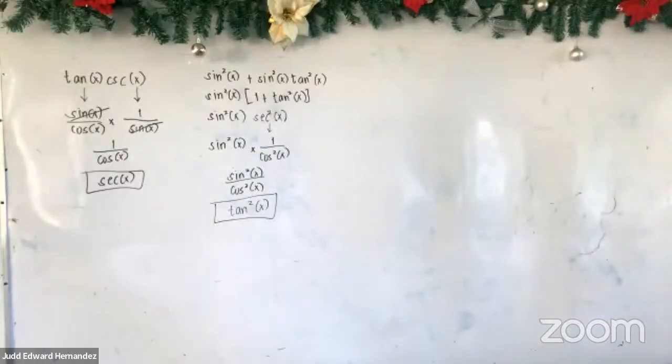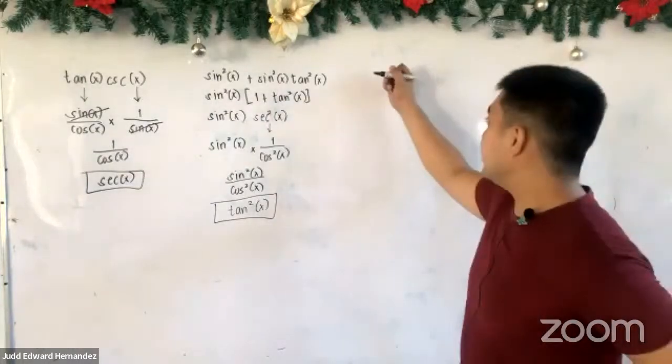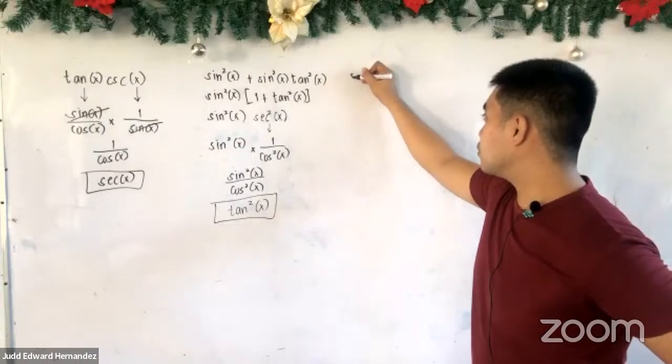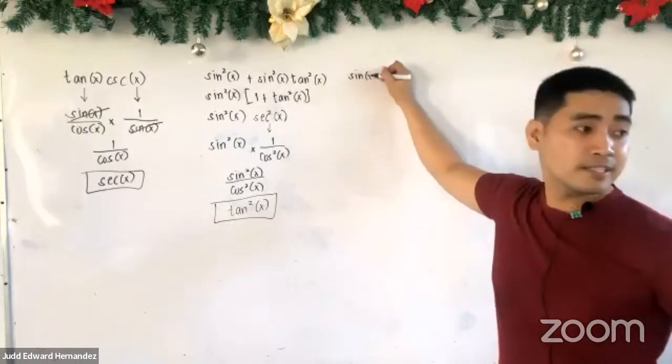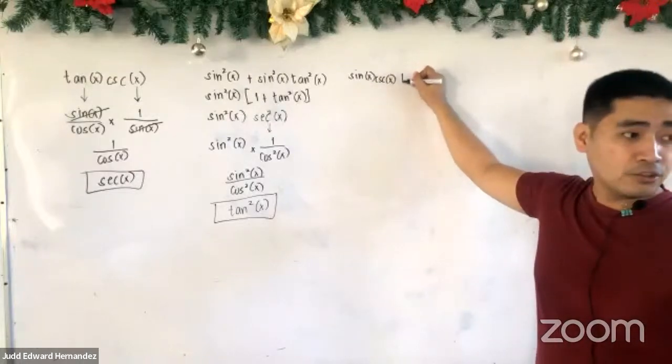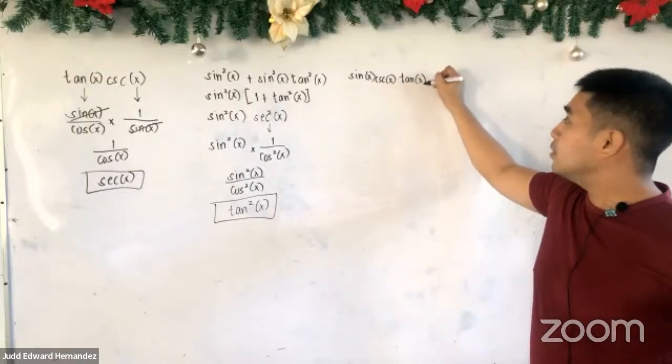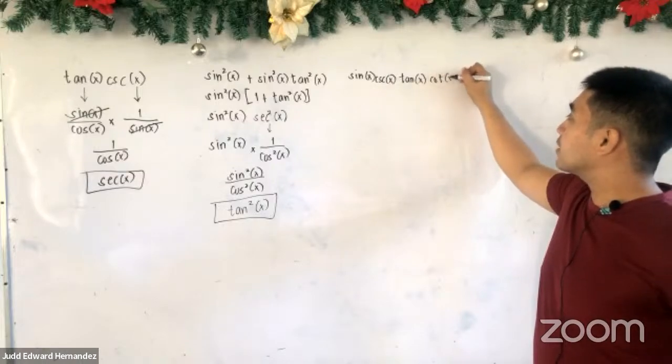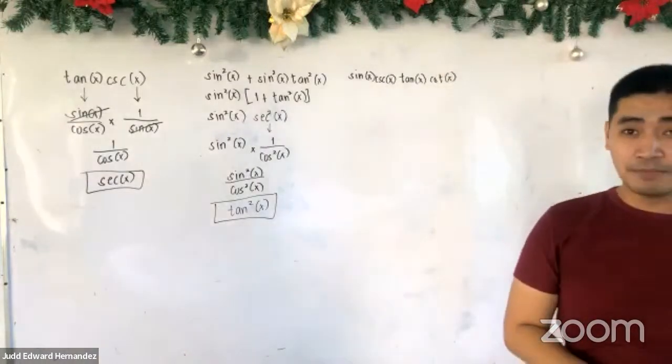So let's have another example. Could you please try expressing this into a single expression? We are given sine of x, cosecant of x, multiply that to tangent of x, multiply that to cotangent of x. I'll be giving you 1 minute to simplify.